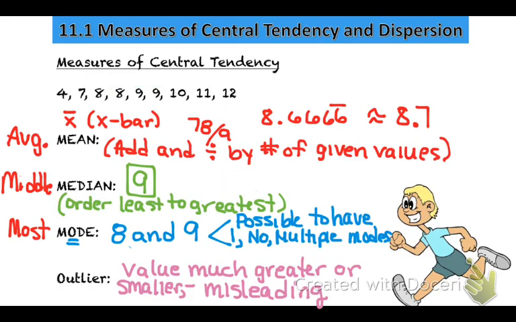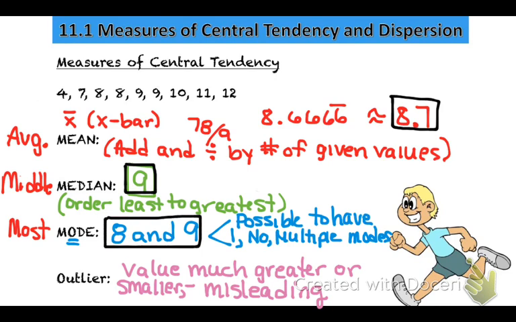Okay, a quick recap. Our mean is our average, and that came out to approximately 8.7. Our median was the middle number, that was 9, and the mode was the value that occurred the most, and in this case we had 2, so 8 and 9.